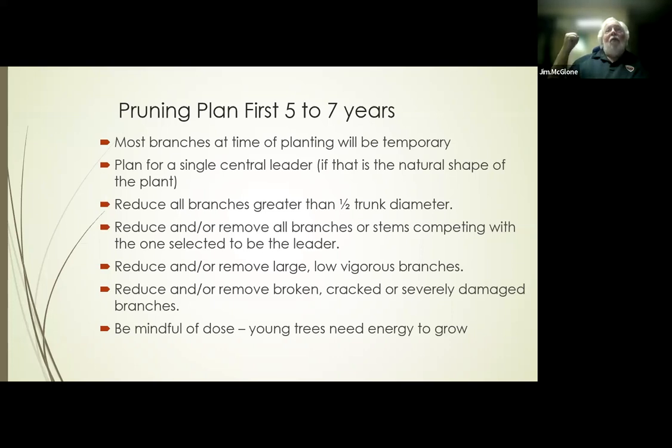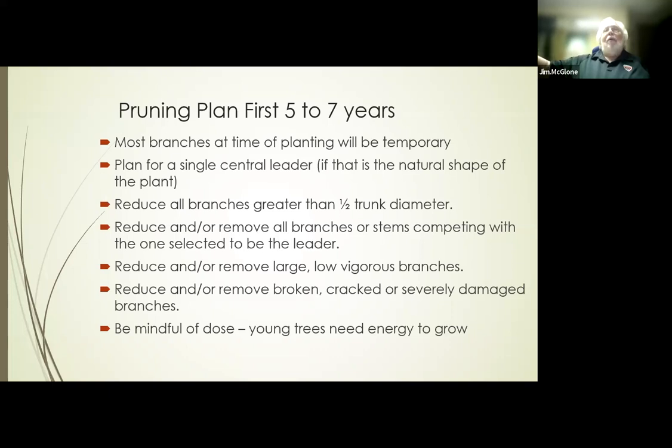Again, the same thing where you are planning for and starting to work towards that central leader, the low vigorous branches. So what you are mainly doing in those first 5 to 7 years is looking for those things that may become problems in the future. But again, you're balancing the energy need of the plant against the structural needs of the plant.